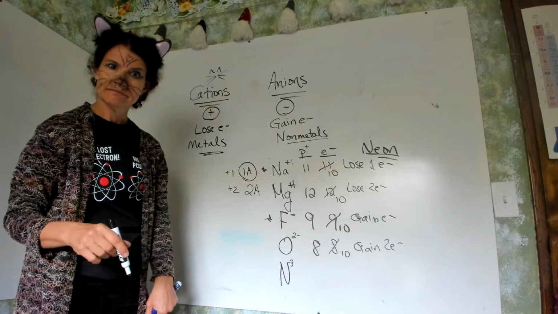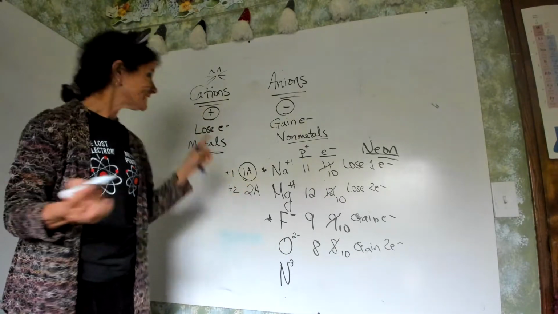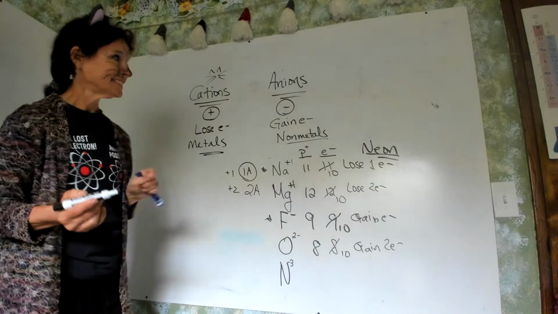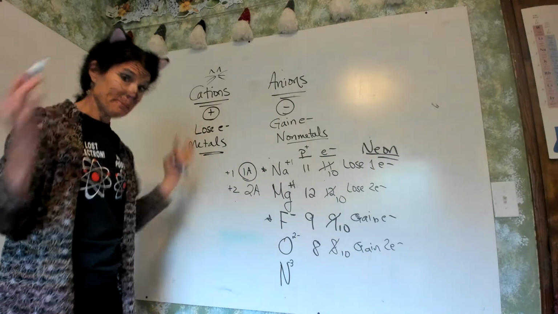There we go. Cats have paws. Metals are positive because they lose electrons. Non-metals are negative because they gain electrons. We'll make the light come out again.